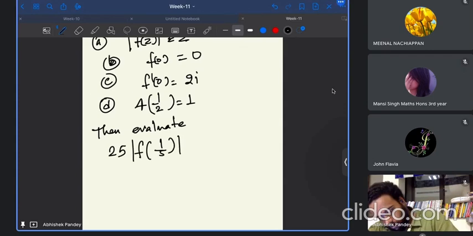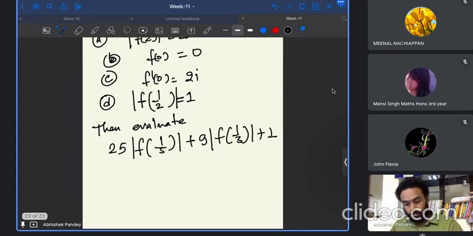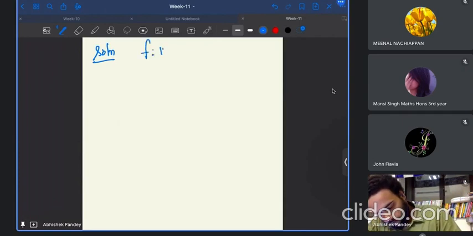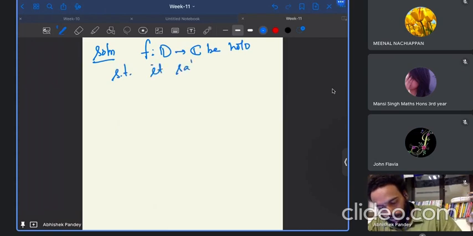plus 9 into modulus of f of 1 by 3 plus 1. Okay. So let us look at the solution of this one. So f from D to C is holomorphic such that it satisfies A, B, C, and D.